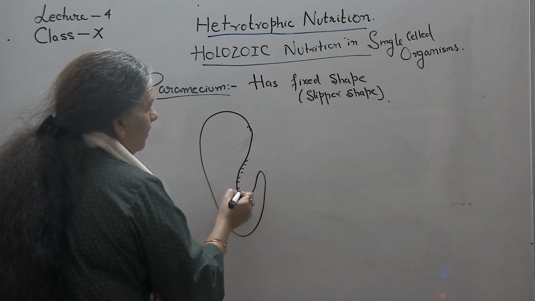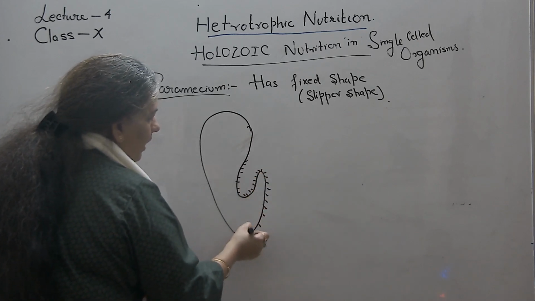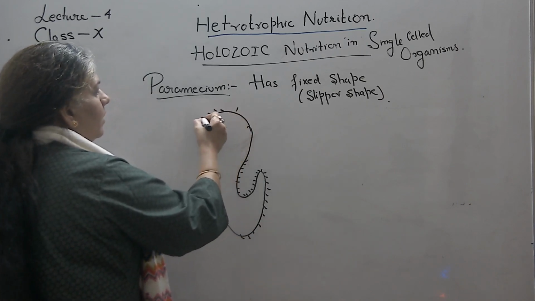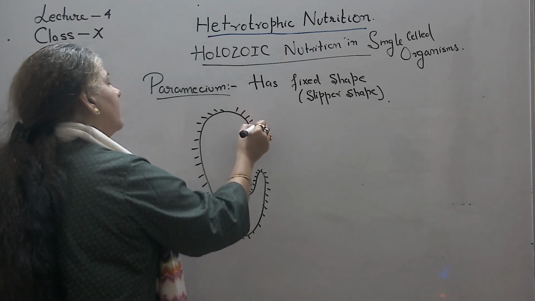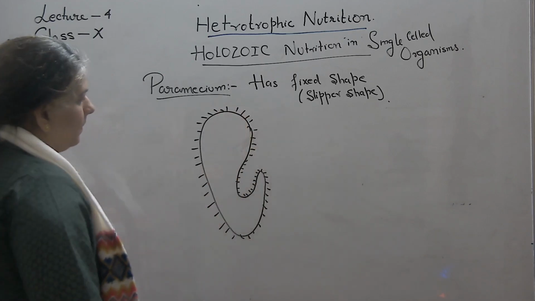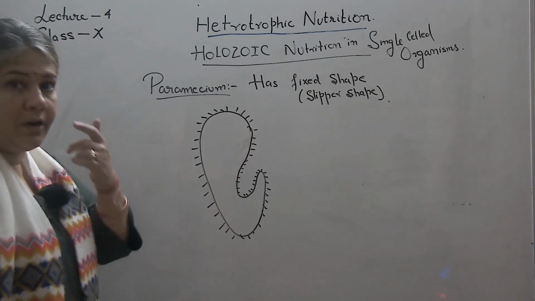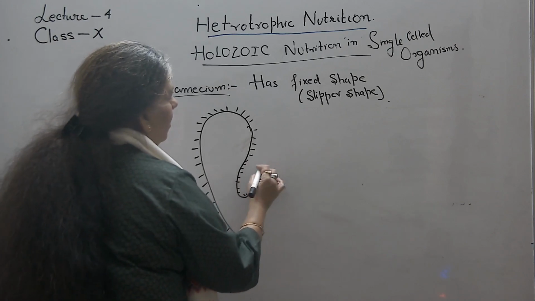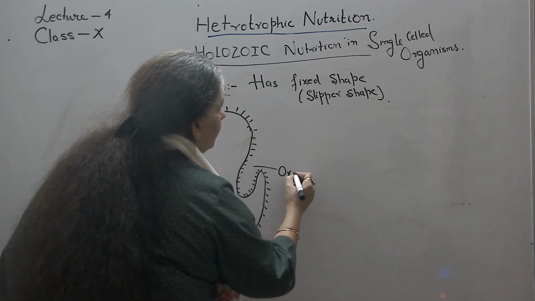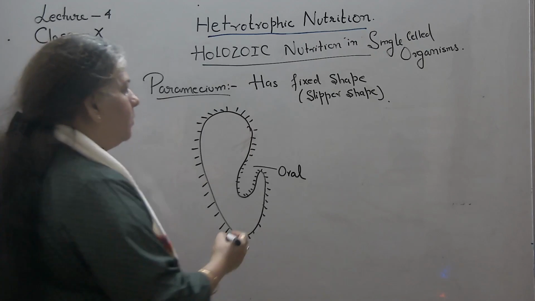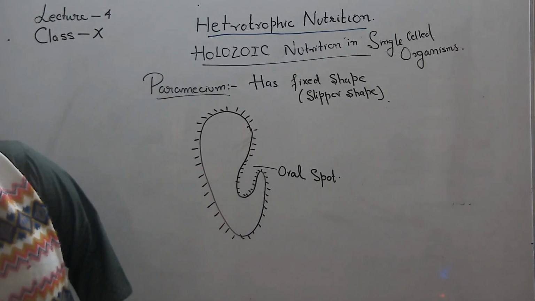See, its body is covered by hair-like growth called cilia, which is present all over the body, and this is the locomotory organ. That is, it helps the organism to move. So it looks like this. Its shape is slipper shape. This is the spot where food is taken in, and this spot is called the oral spot, or it is also called oral groove.